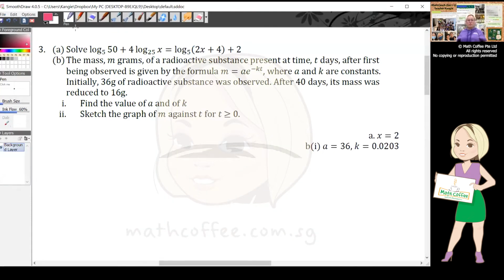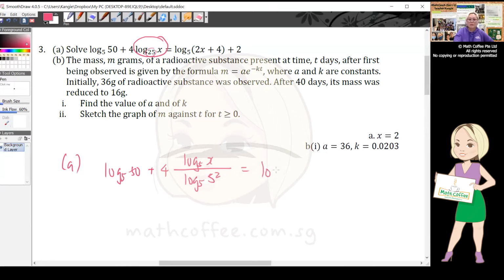Okay, this is question 3. 3A, let's see. I see a lot of base 5, this extra 25 here. But we must know that you can link 25 to base 5, right? So that means I need to change this to base 5. Okay, so let's do 3A first. So log 5 50 will remain. This one, I shall change it to base 5. So it becomes log 5 x over log 5 25. I'm going to change 25 to 5 too, like that.